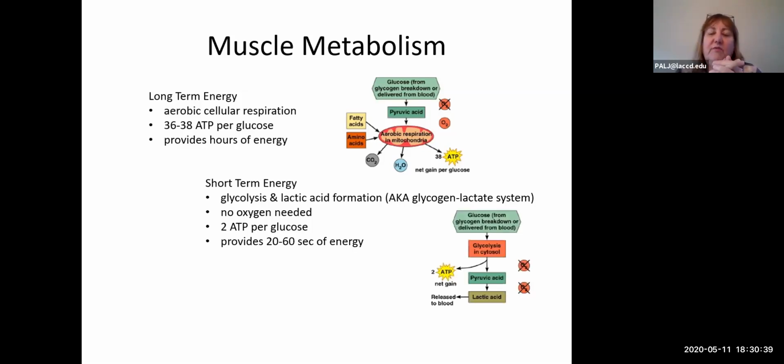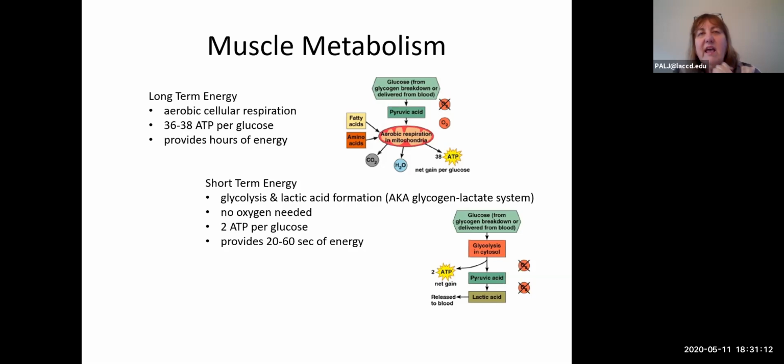Short-term energy refers to about the first minute, okay? And for this, it does not require any oxygen. So what we are relying on here is glucose from glycogen breakdown, where we end up with that pyruvic acid, which then forms lactic acid in the human. So sometimes it's called the glycogen lactate system. For us, you can just stick with glycolysis because you know that word from before.